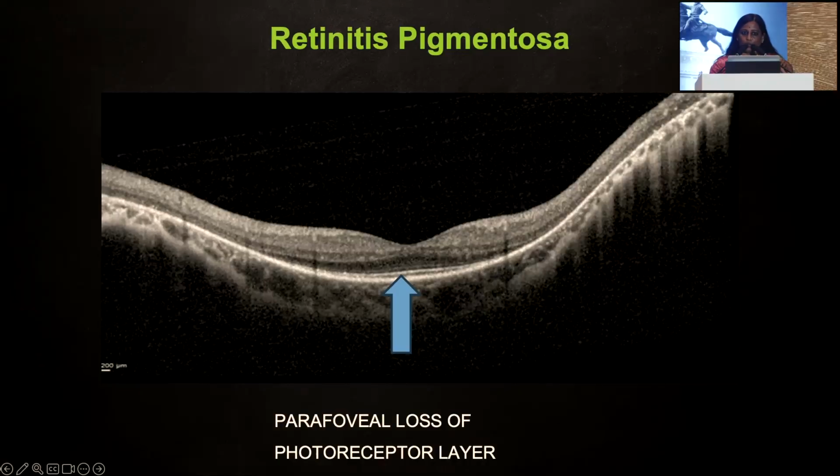Sometimes, I've seen a lot of cataract patients, clinically you may not be able to see those bone spicules and attenuated arterioles, but the scan can show you this, and you can certainly explain things to the patient, prognosticate better, and guide better.